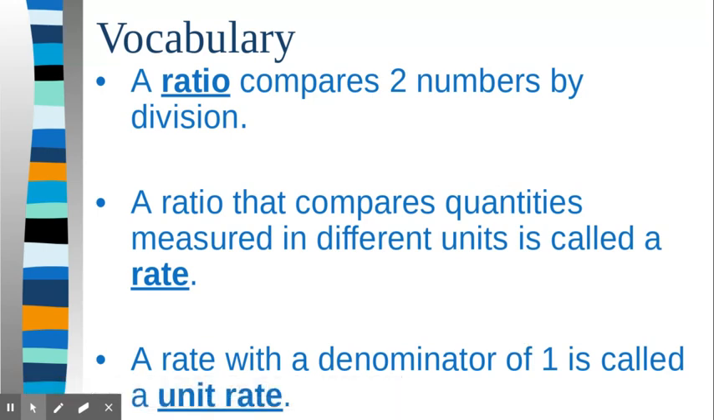Okay, so some vocabulary terms that you'll see. A ratio compares two numbers by division. So those usually look like fractions for us. A ratio that compares quantities measured in different units is called a rate. So think like miles per hour would compare miles and hours. And a unit rate is a fraction or a ratio that has a denominator of 1.